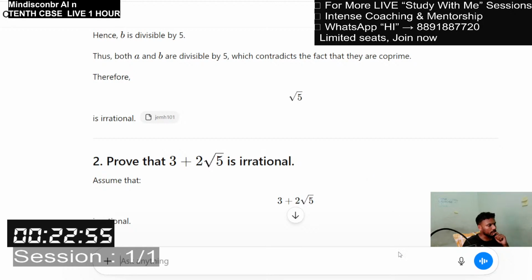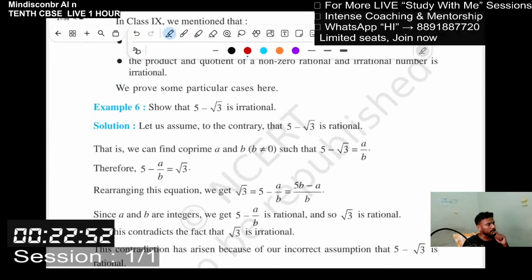And coming to the next question, there is a question that is given in the NCERT, where you can see: show that 5 minus root 3 is irrational. Here also we are taking that, let us assume to the contrary that 5 minus root 3 is rational. Thus we can find co-prime numbers a and b, b not equal to 0, such that 5 minus root 3 is equal to a by b. Therefore 5 minus a by b is equal to root 3. We are interchanging this to this side to avoid the negative sign.